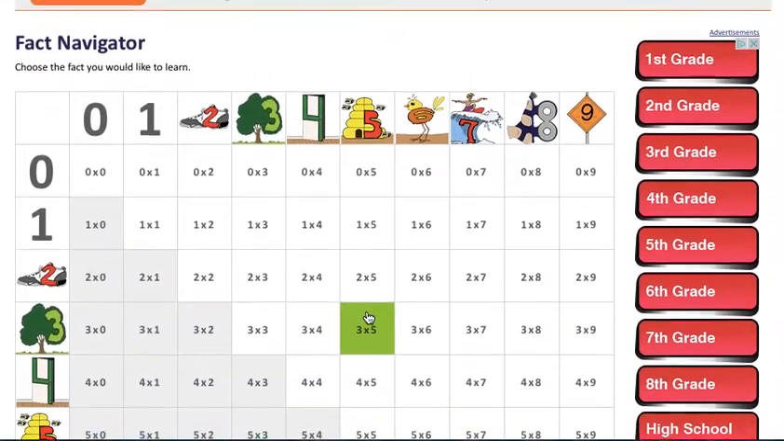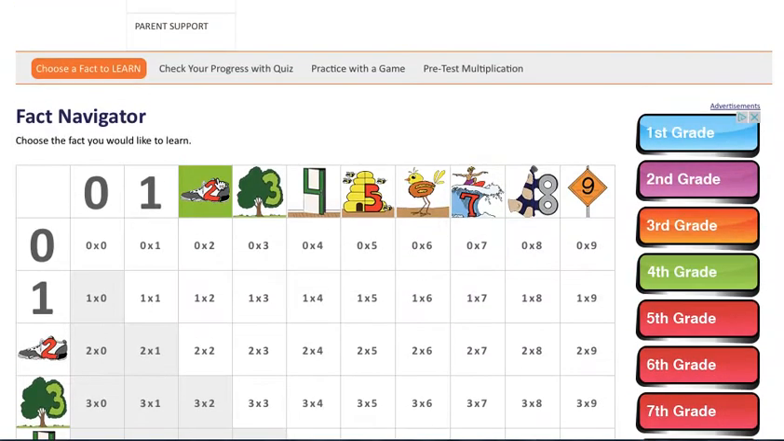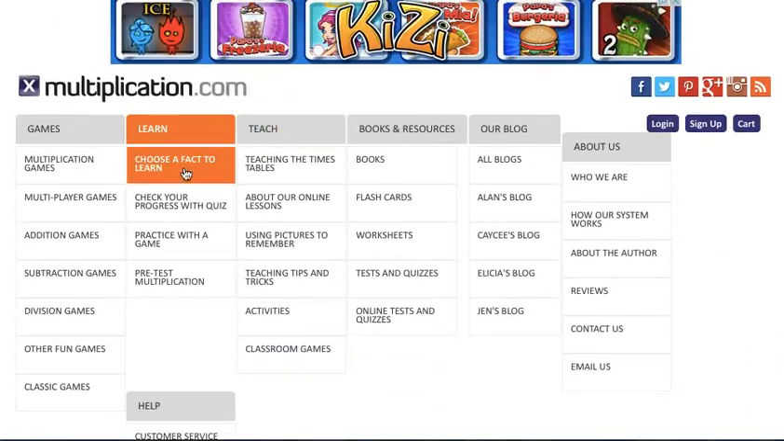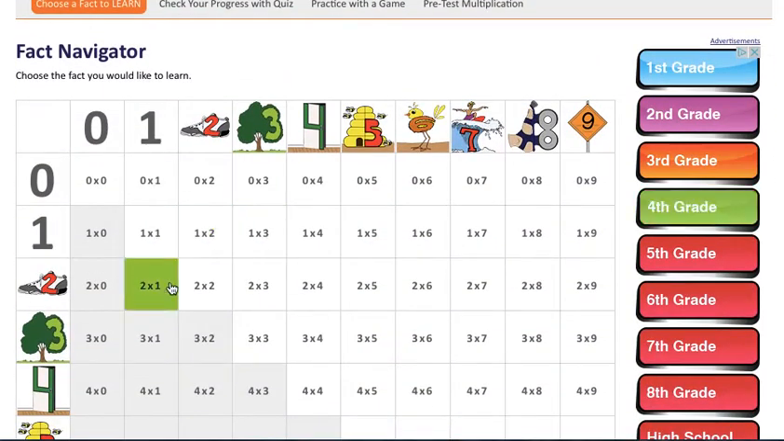if you stay in Fact Navigator, you can keep going back to Fact Navigator. You can do that by going to Learn and choose a fact to learn. So if I'm learning my 2's, I want to make sure that I click on all of my 2's. If I'm learning my 0's, I click on all the 0's that are highlighted in white. Why do I not have to click on this gray one? Well, I already learned it over here in the white when I learned about 0 times 1. So I don't need to learn it again.